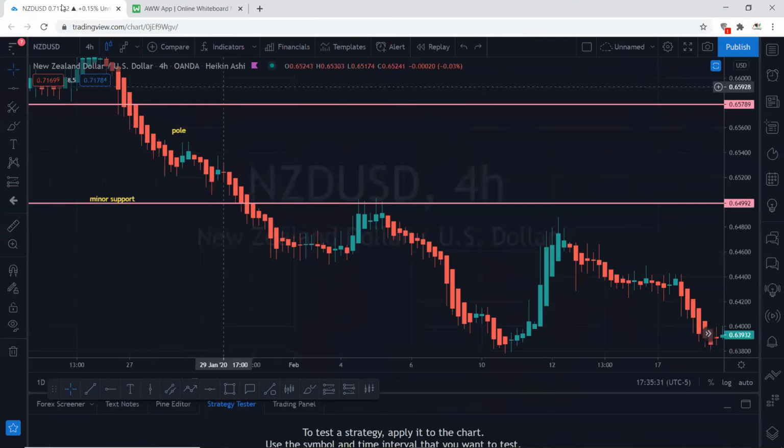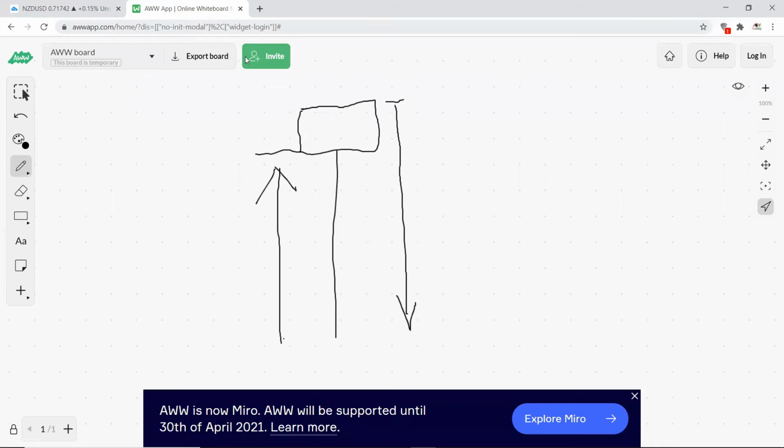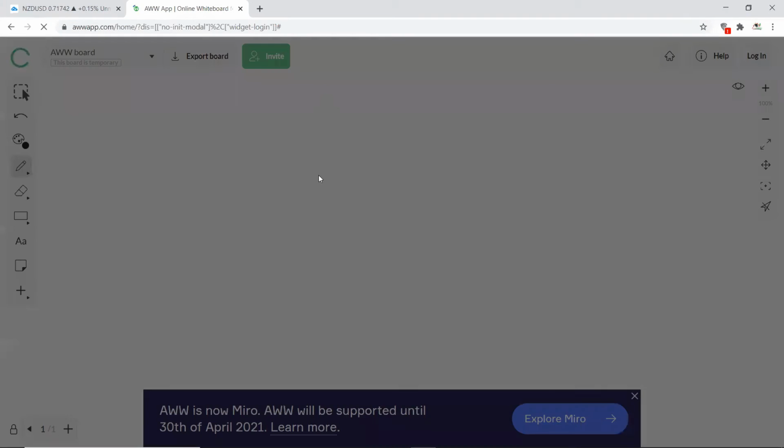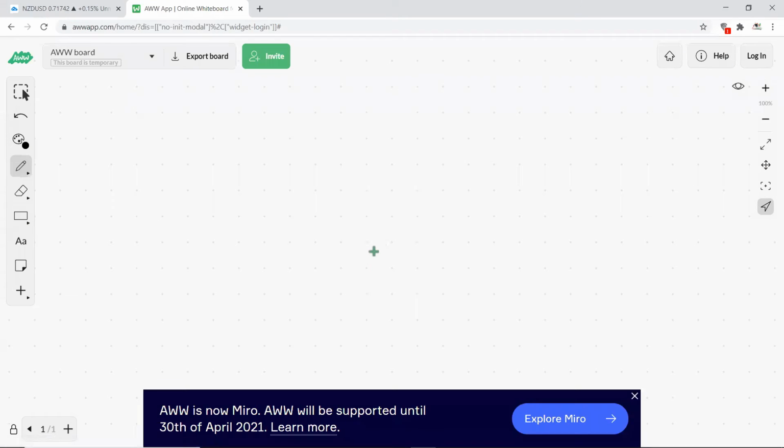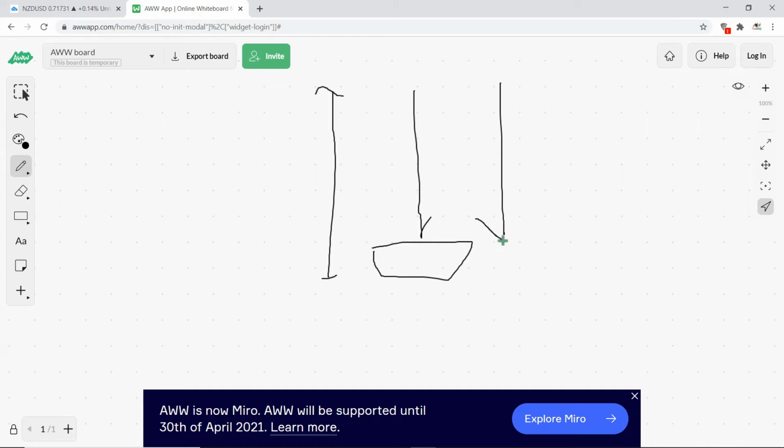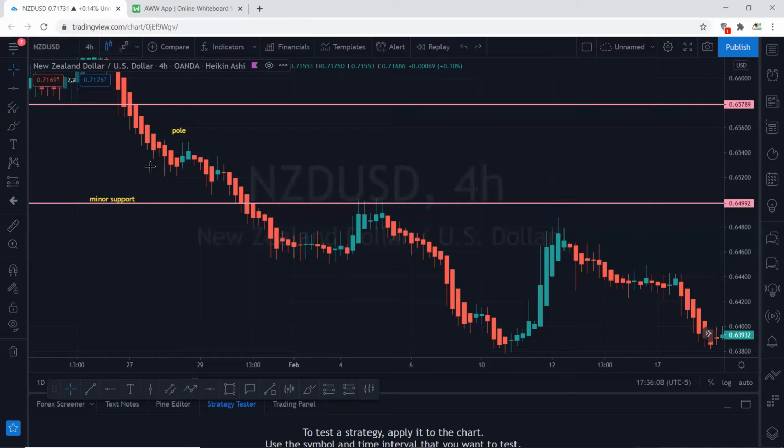All right, let me go to my whiteboard. I'll clear my whiteboard. So this is what it would look like. Buyers open here and they push price all the way up here. And then sellers came in, this is the wick at the top of the body, and they close price here. So buyers open here, push it up here, then sellers came in and pushed price down here. See that, LJ? What happened now is that it's showing sellers are now in control.